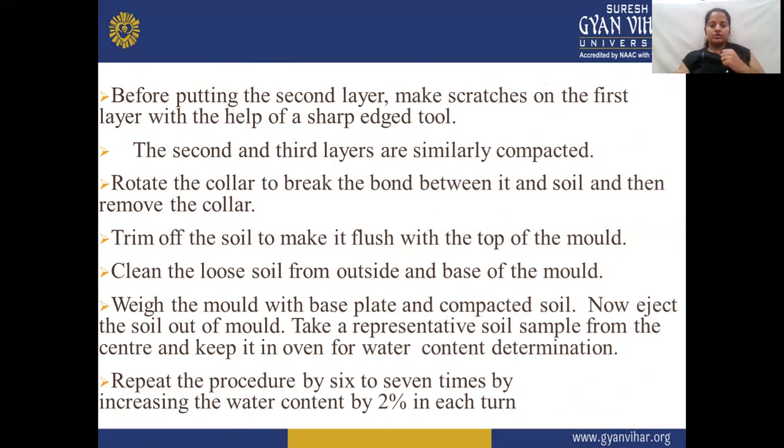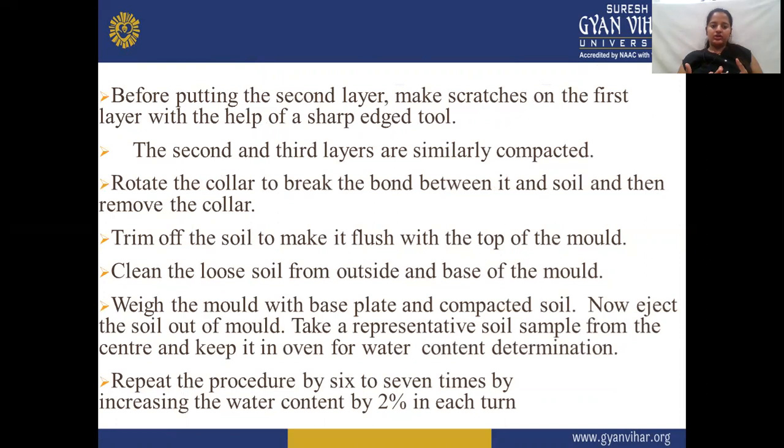The collar will have a certain handle which needs to be rotated, so that the bond between the soil and the collar gets broken. Trim the soil to make it flush with the top of the mold. Clean the loose soil from the outside and the base of the mold.